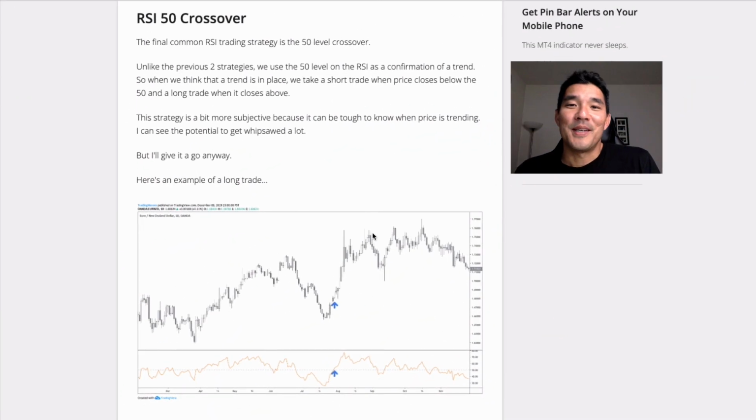Okay, so another common RSI trading strategy is the 50 crossover. In this strategy, you're looking for a trend continuation. You're not looking to pick a top or bottom. You're basically looking for a continuation, and you're trying to pick out the majority of the move. So let's take a look at what that looks like.